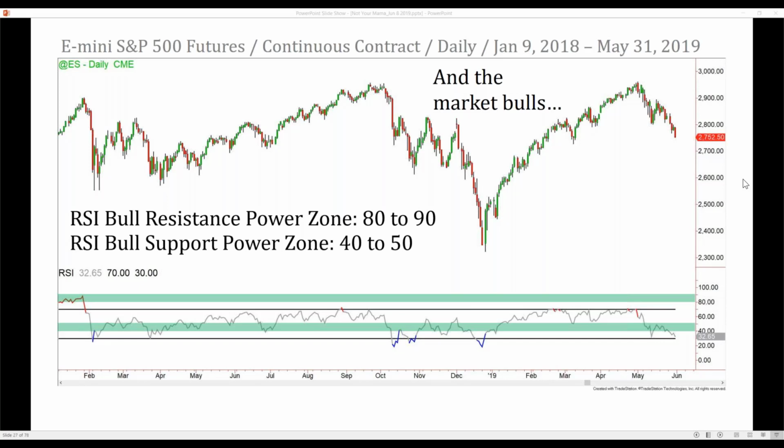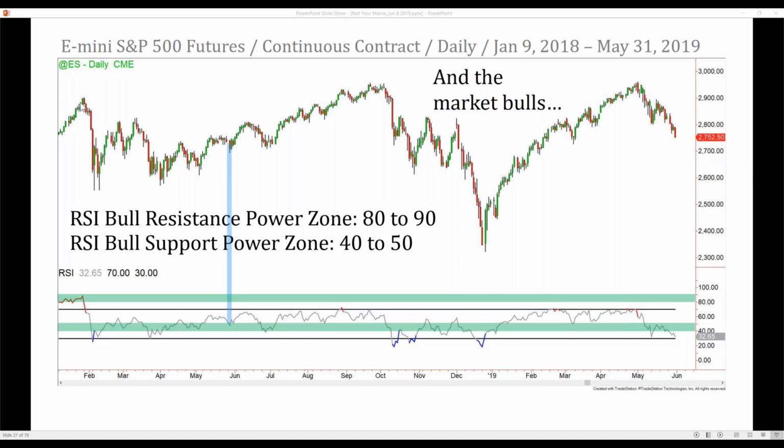A strong bull market shouldn't come all the way down to 30. It should hang out at a higher level. And that's what this is representing. So now let's look at some examples of this same price action, which has a couple of bull markets in it, and see how the bull support and bull resistance power zones would have helped refine your trade analysis.